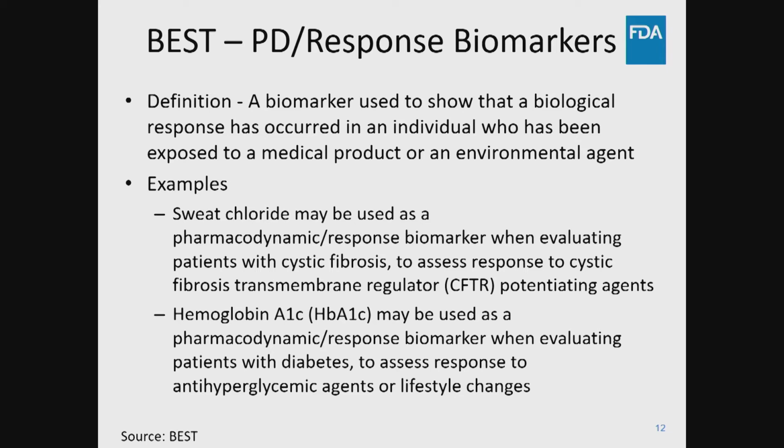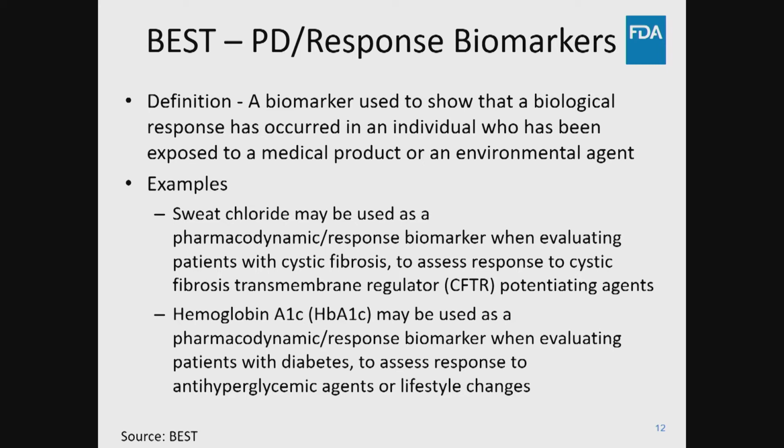An example of this would be sweat chloride, which can be used as a pharmacodynamic or response biomarker when evaluating patients with cystic fibrosis. And it's used to assess the response to cystic fibrosis transmembrane regulator potentiating agents. Also, hemoglobin A1C may be used as a pharmacodynamic or response biomarker when evaluating patients with diabetes to assess response to antihyperglycemic agents or lifestyle changes.